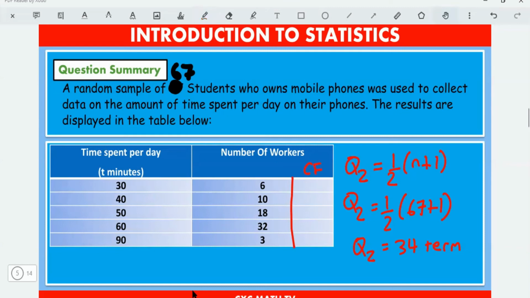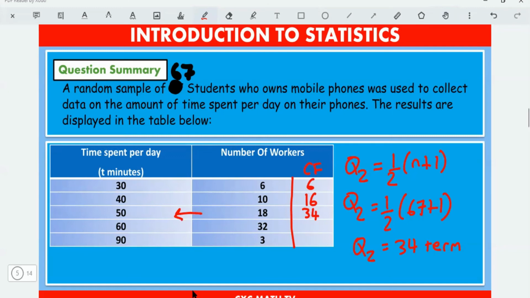Now, if there are 6 right here, that's 6. So where there's 10 now, 10 plus 6 is 16. And if you add 18 right here, 18 plus 16 is what? 34. Look at that. The 34th term would fall right in here.